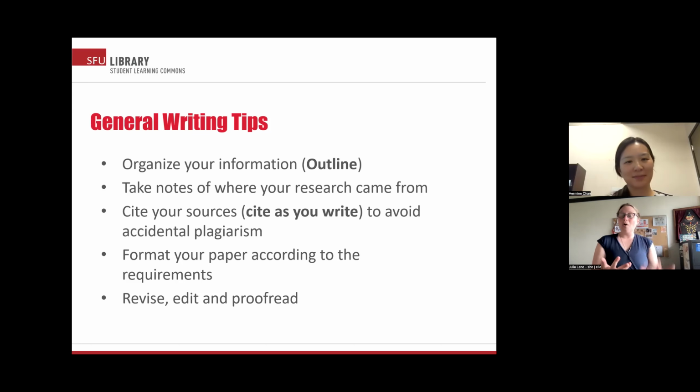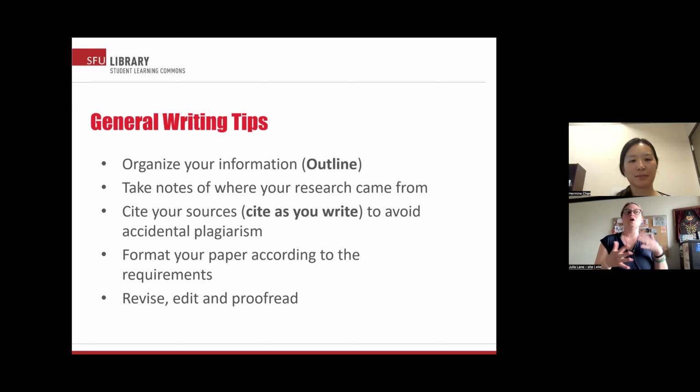Related to that is that you always want to make sure that you're citing your sources to help you avoid unintentional plagiarism. So again, we have lots of support resources related to this, but taking clear notes of where your information is coming from as you research, which is sometimes called cite as you write, is going to be a really helpful aspect of setting yourself up for success in that way.